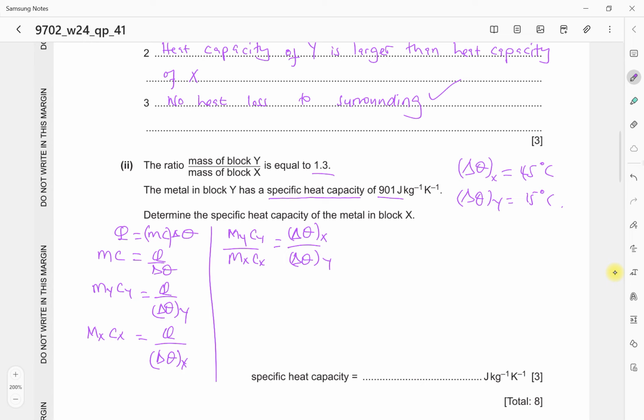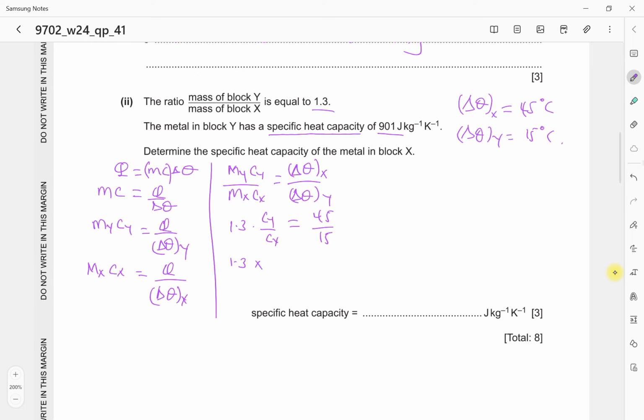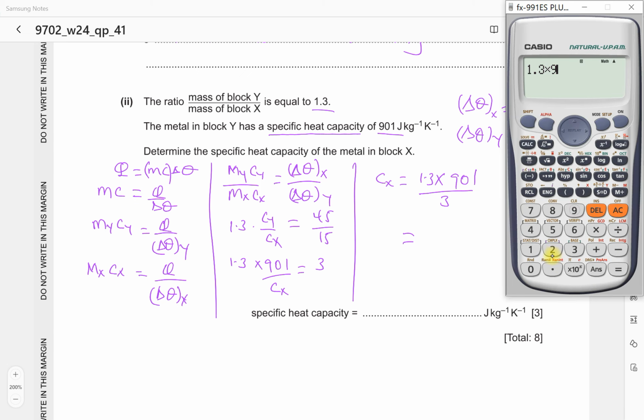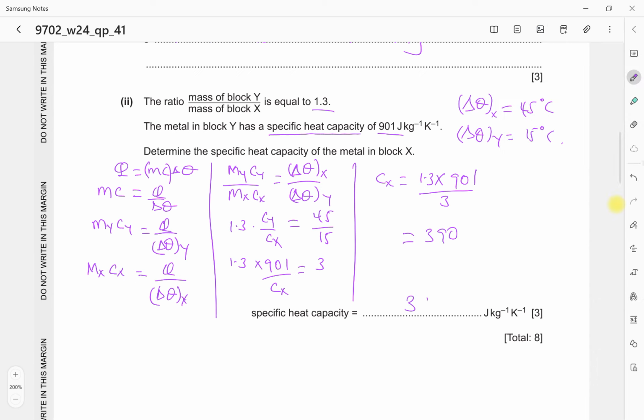Remember, m of Y over m of X is 1.3. So I'll say 1.3 times specific capacity for Y over specific capacity for X equals the change in temperature for X, which is 45, over the change in temperature for Y, which is 15. So 1.3 times 901 divided by C for X is equal to 3. So C for X is going to be 1.3 times 901 divided by 3, which is approximately 390. So the answer here is going to be 390.